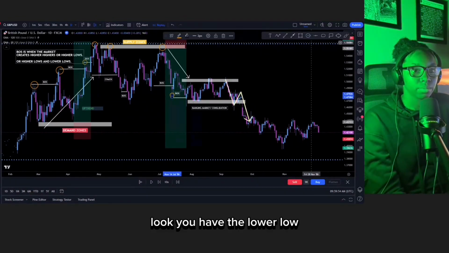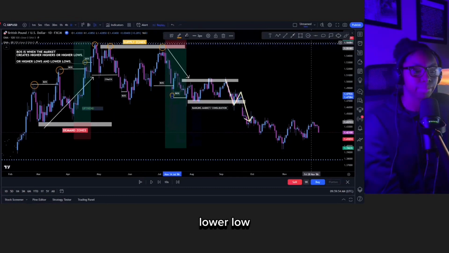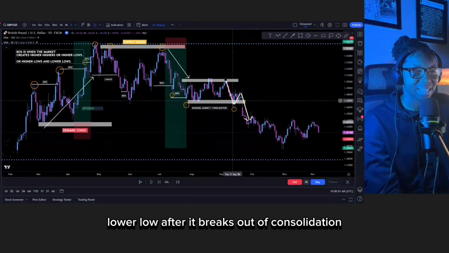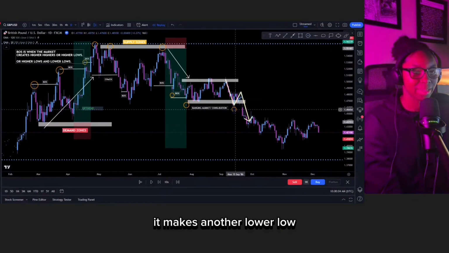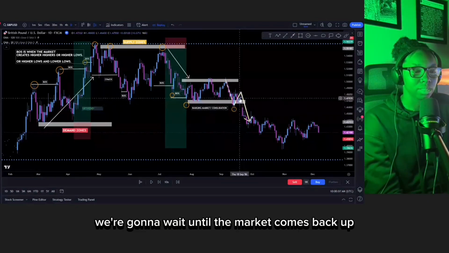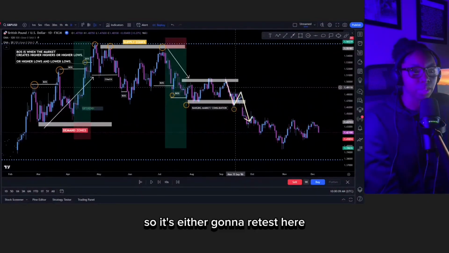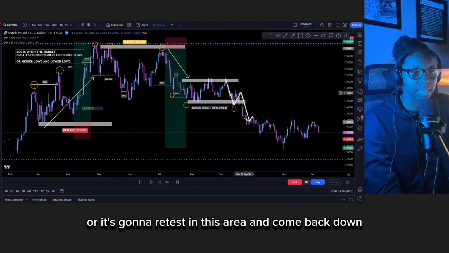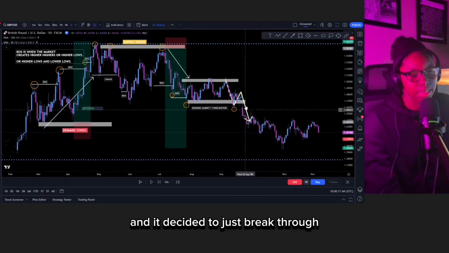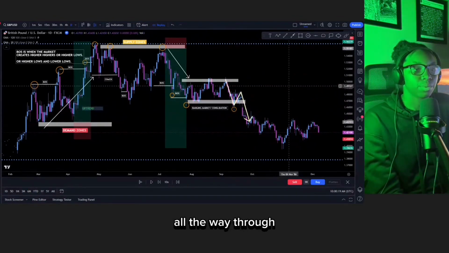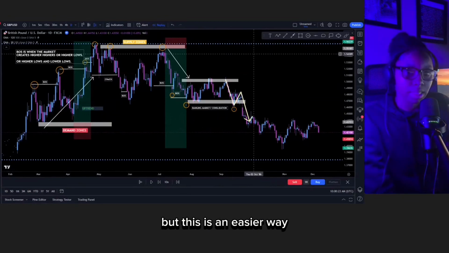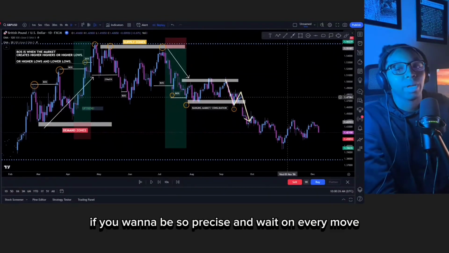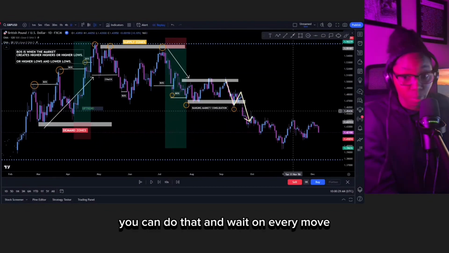Look, you have the lower low, lower low, lower low. After it breaks out of consolidation, it makes another lower low. And then we say, okay, we're going to wait until the market comes back up. So it's either going to retest here, and we're going to see if it goes up, or it's going to retest in this area and come back down. And it decided to just break all the way through. But this is an easier way. This is more like if you want to be so precise and wait on every move, you can do that and wait on every move.